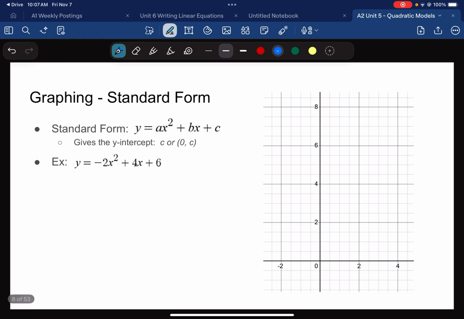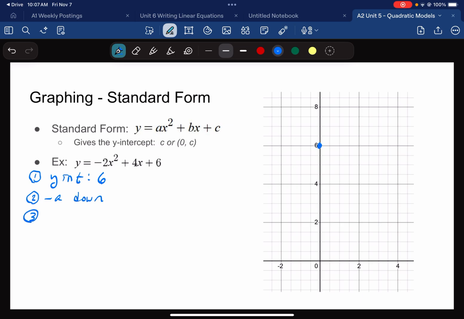So, standard form. I'm just going to go with what the equation tells us right off the bat first. This equation being in standard form tells us the y-intercept is 6. So I'm going to go over here and plot 6. Then the a value is negative, so this is going to open down.